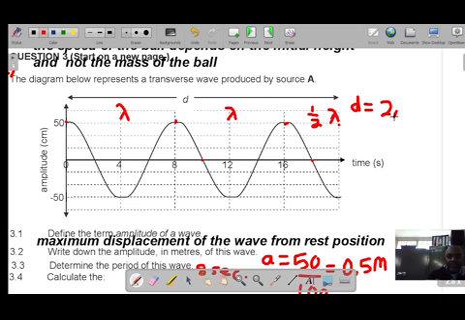2.5 times the lambda, which is wavelength, times 0.8. So which answer do we get now? 2.5 times 0.8, we're getting 2 meters. So our distance d equals 2 meters. Distance d equals 2 meters.